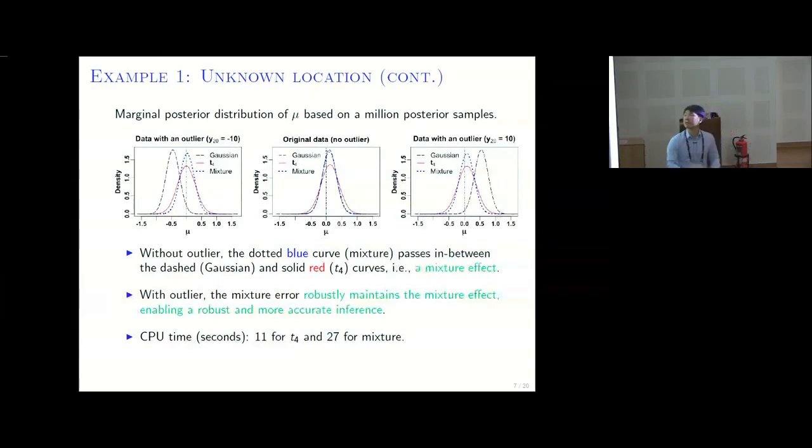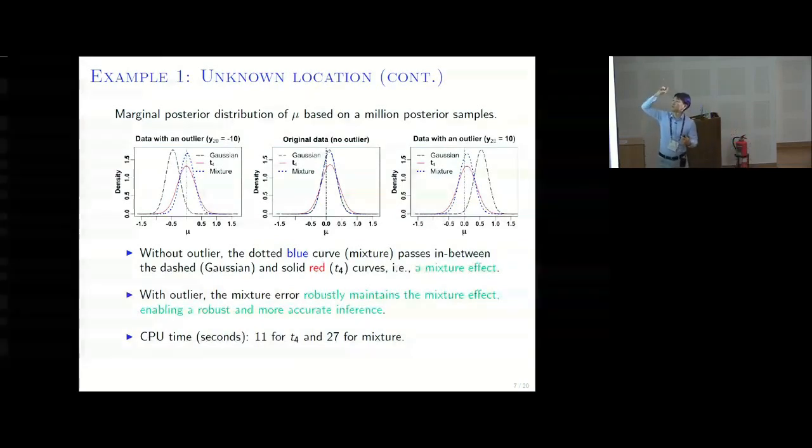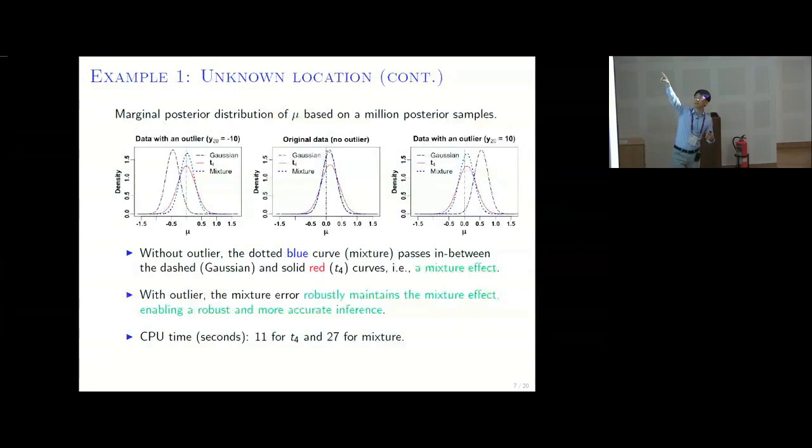Without outliers, the dotted blue curve is expected to pass in between the other 2 curves. But in this case, because the data are Gaussian, the dotted blue curve moves close to the distribution from the Gaussian error model. So let me call this a mixture effect, the weighted average. Without outliers, this curve is expected to pass in between the other 2.